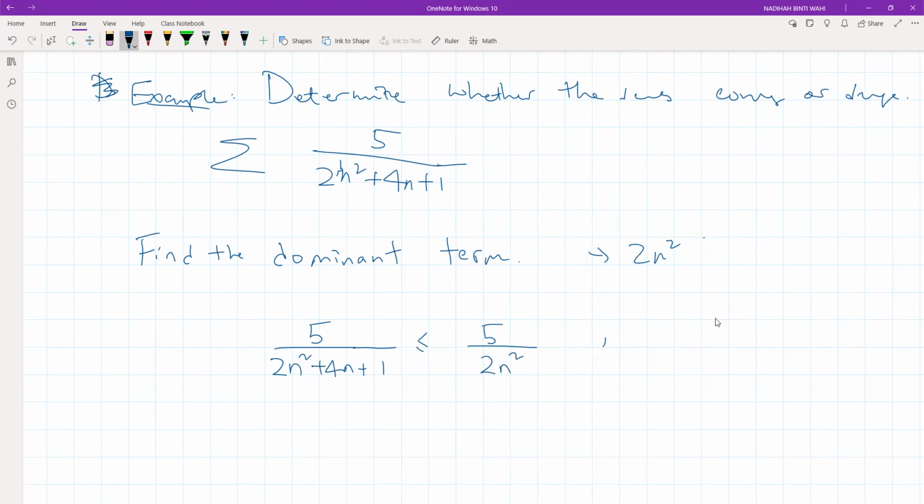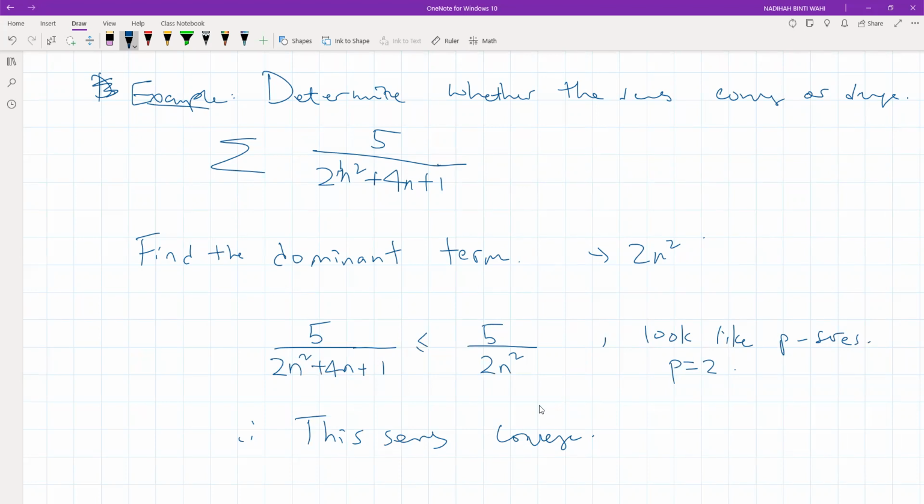You can see that this looks like a P series, and P equals 2. So the right hand side converges, and so does the one that is less than the right hand side. So therefore we can see that this series converges. Okay, you need to write the whole thing, but this is what my conclusion is.